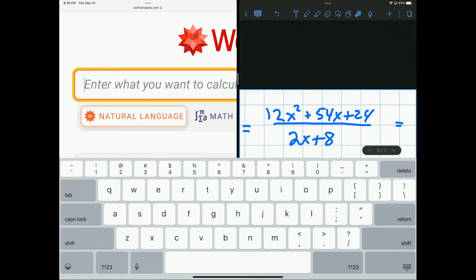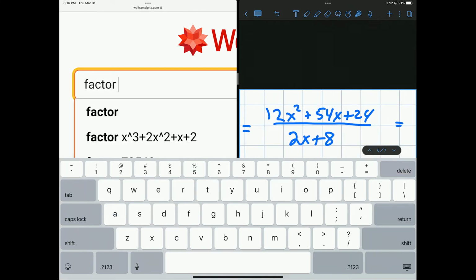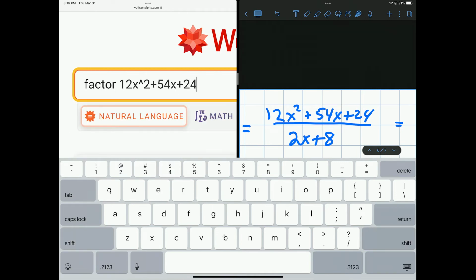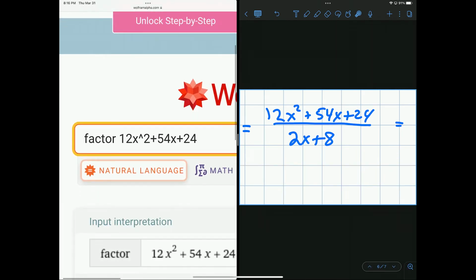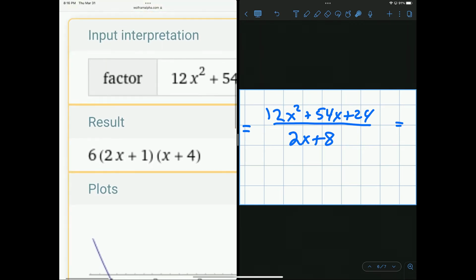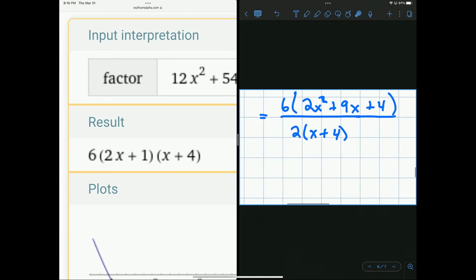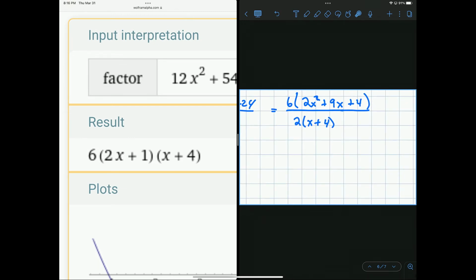Or if it didn't do what I wanted, I can ask it to factor. And in fact, I'll go back all the way to here. I'll just say factor 12x squared plus 54x plus 24. And you'll see that it'll just factor the entire numerator for me into 6, 2x plus 1, x plus 4. The reason I would want to do that on a computer is because it was fast, right? And on the bottom, I have 2, x plus 4.